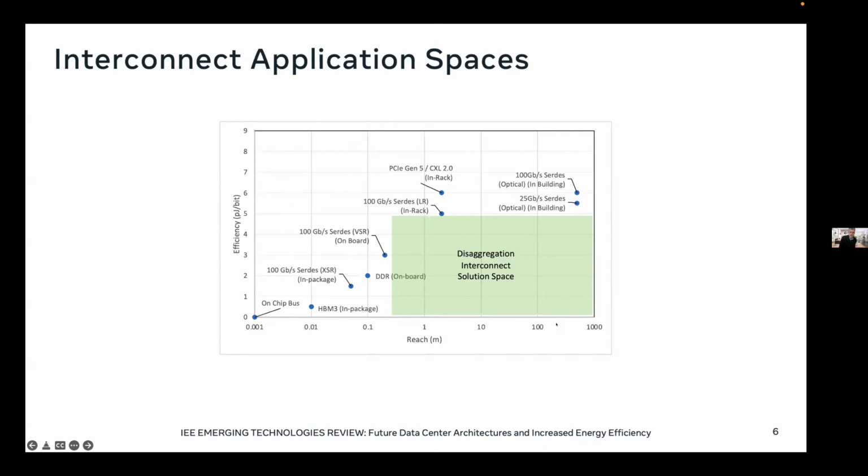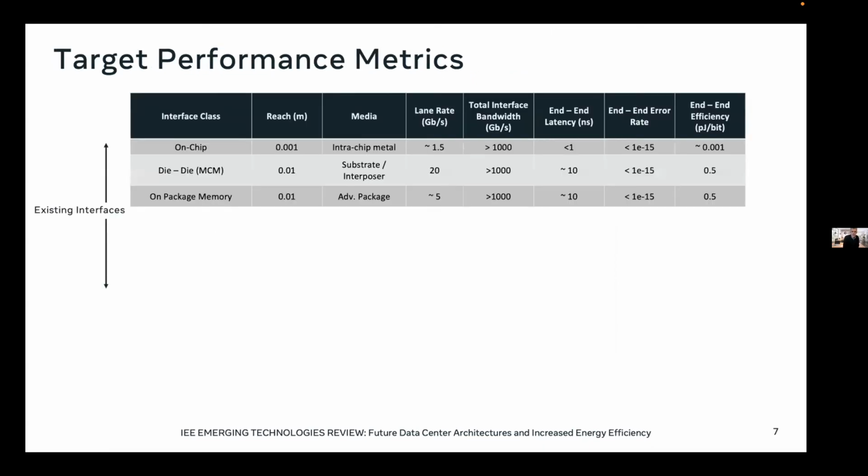So low power interfaces, which are going to support these kind of reach requirements. And I'm going to map that out a little bit more in a table that's coming up in the next slide. Okay, so again, in terms of the target performance metrics that I think are going to be useful and some of the key performance indicators with these interconnects.